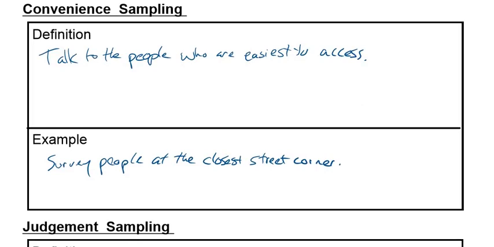The next one is called convenience sampling, and basically, it's exactly what it sounds like. You talk to the people who are the easiest to access, the most convenient. An example would be standing at the closest street corner and just talking to random passersby, or going to your local shopping mall or grocery store, asking people questions. That would be an example of convenience sampling, just doing something simple that gets a good cross-section of the population and hopefully fairly random and a good representation.